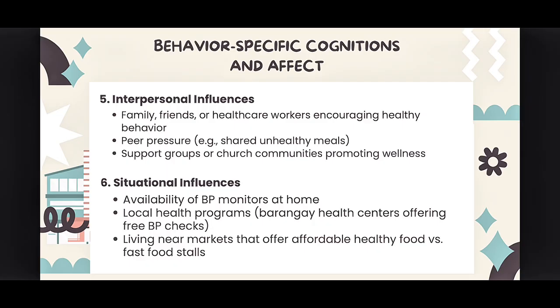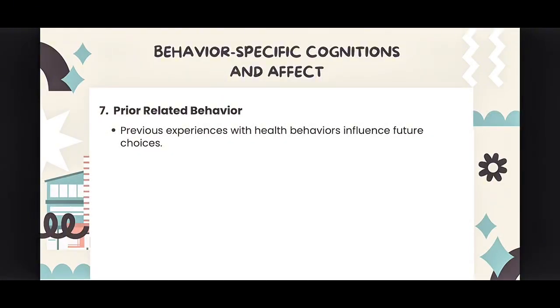Now, lastly, let's talk about the prior-related behavior. So this refers to the past actions or lifestyle of a person that can affect how they behave in the present. For example, if a patient with hypertension has a history of eating a lot of salty or fatty foods, not exercising, or skipping medicines before, there is a high chance that they may continue those same habits unless proper intervention is done. On the other hand, if they already practiced healthy behavior in the past, like exercising regularly or eating vegetables, then it's easier for them to maintain those habits.